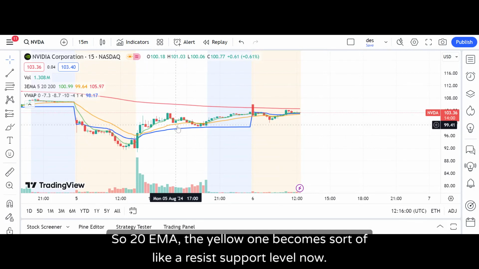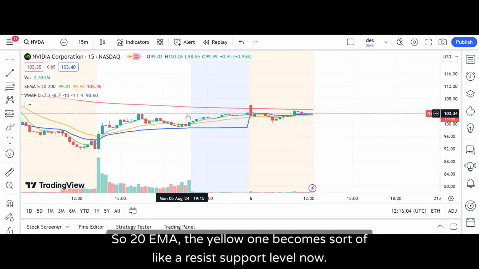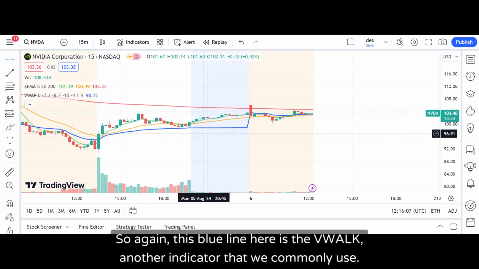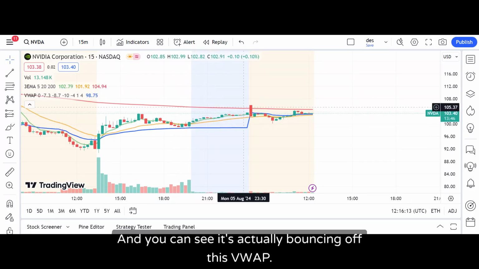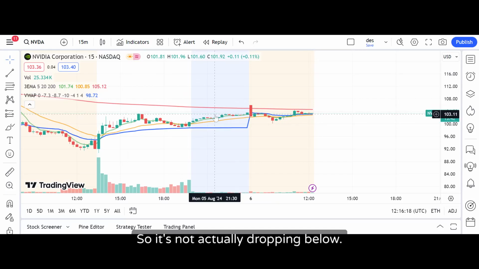So the 20 EMA, the yellow one, becomes a sort of support level now. Again, this blue line here is the VWAP, another indicator that we commonly use, and you can see it's actually bouncing off this VWAP. So it's not actually dropping below.